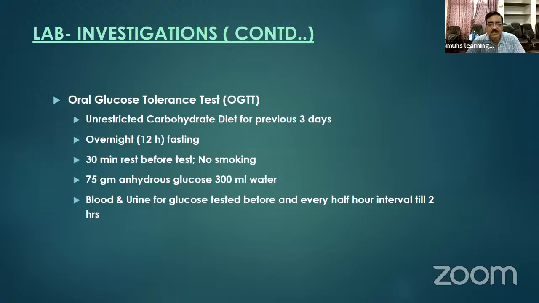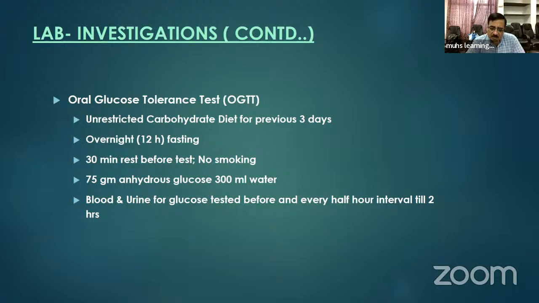OGTT, it is a very important question. It is asked in your exam. Unrestricted carbohydrate is used for 3 days, and then after overnight fasting, and then 30 minutes of rest before the test, no smoking, and 70 gram of anhydrous glucose in 300 milliliters of water is mixed, and the person completes it in 1 hour. And after taking it, she starts the testing, and then after you can test every half an hour and make a chart.